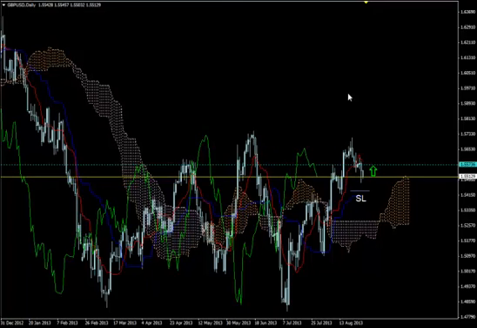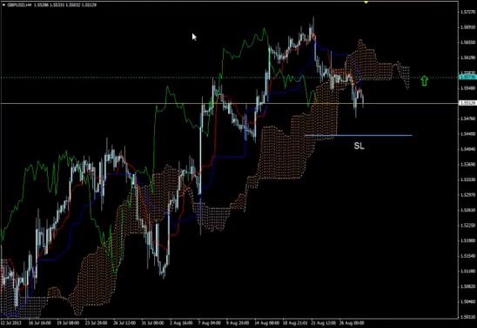Hi, this is GBPUSD and today it's Wednesday, 28th of August 2013 and the time is 7:26 GMT. We are looking at the daily time frame of the pair and I will take it to the H4 time frame where we set up our trade.